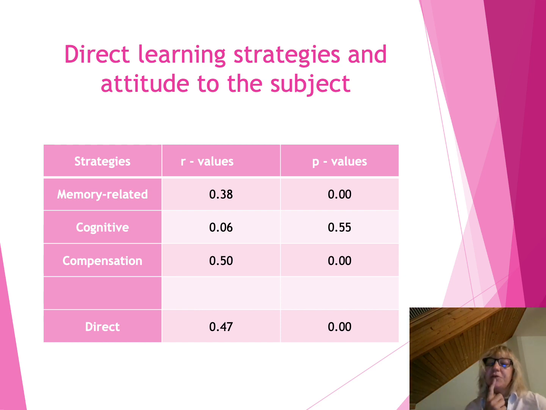What we also focused on is a relation between direct learning strategies and attitude to the subject, in our case, the Russian language. This table shows a little bit more on this issue. Based on the analysis, it's possible to indicate a strong correlation between the attitude to the subject, Russian language, and direct strategies. Statistically important variance is revealed in case of memory-related strategies and compensation strategies. The cognitive strategies do not prove to be in a statistically important relation with the pupils' attitude to the subject.